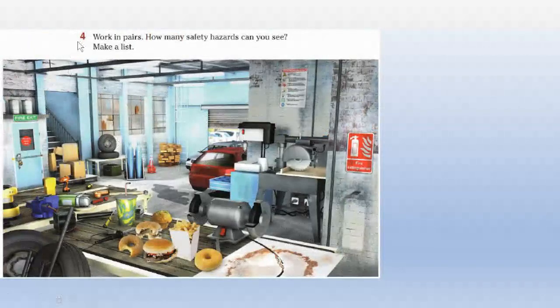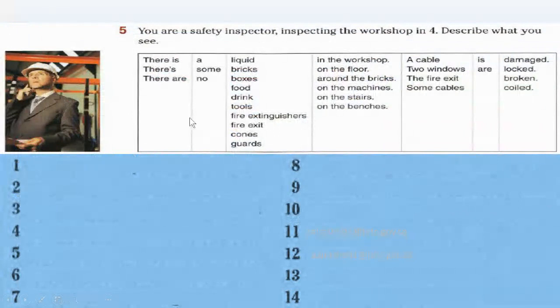Unit 10. Okay. And we talked about how to identify and write a report about any safety hazards you can see in the workshop. And basically you need to put at the beginning there is or there are. There is comes with the noun if the noun was singular and countable. It can be countable, singular, or uncountable, and for uncountable you use there is some.